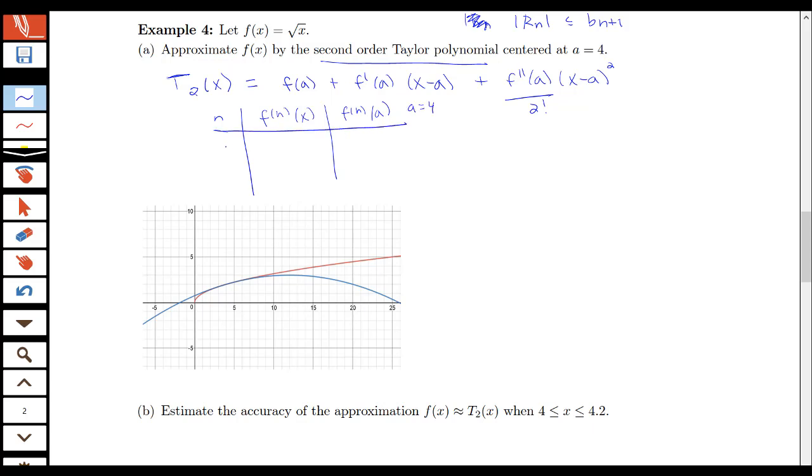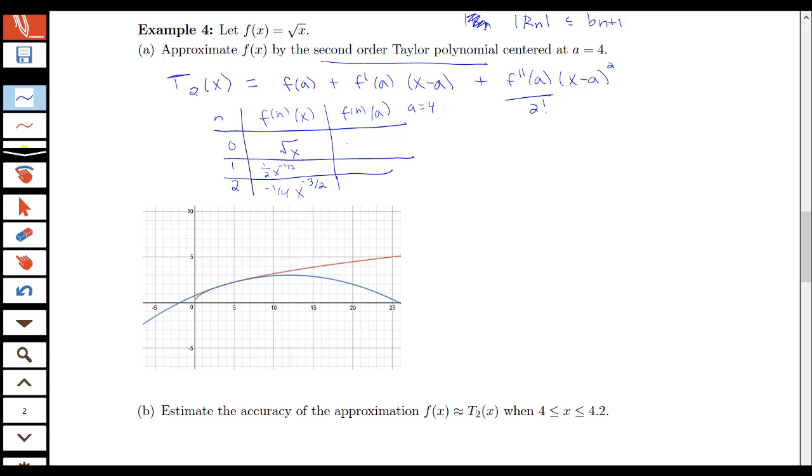Okay, so I only need to go up to the second derivative, so I only need my n values here to go up to 2. I know that when n is 0, that's my original function, so this is actually root x. When n is 1, I'm looking for the derivative of root x, so we know that that's 1/2 x to the negative 1/2. Okay, and then our second derivative will be negative 1/4 x to the negative 1/2 minus 1, or to the negative 3/2.